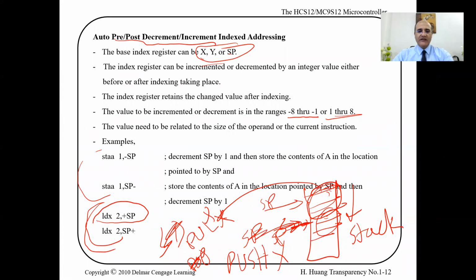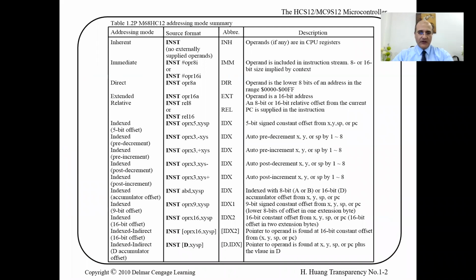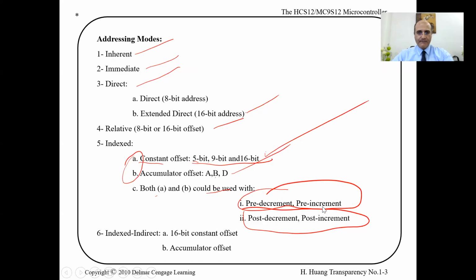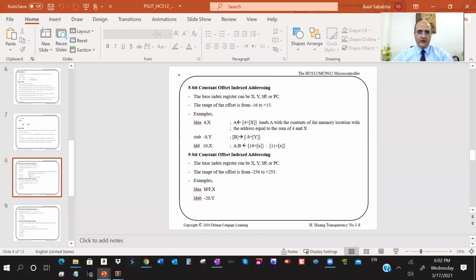I think we're done with the addressing modes. If we go back to this table, I think we covered everything. So we use these with the post and pre-increment decrement, and we use the indirect index addressing mode with a 16-bit offset or accumulator offset. We're done with the addressing modes. Any questions so far? All good?